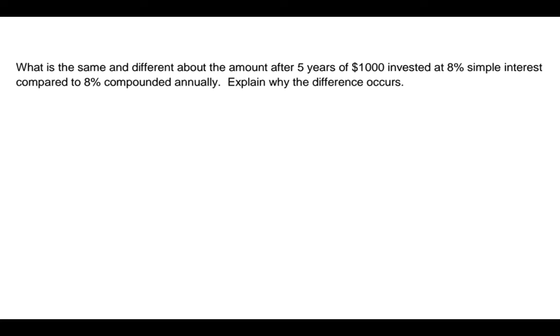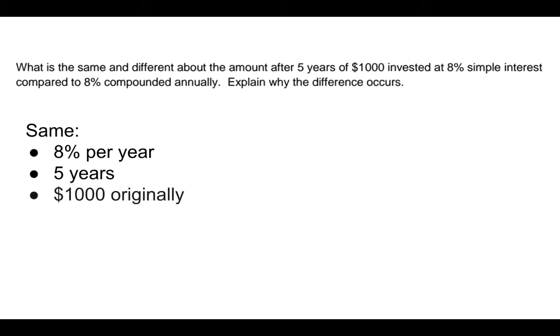So what is the difference about 5 years of $1,000 at 8% simple interest versus 8% compounded annually? This wording, compounded annually, we'll look at more in the next lesson, but it's just saying 8% per year, and it's compounded every year. So the money grows and it stays in the account. Some things are the same: it's 8%, 5 years is the same, $1,000 originally. Same at the end of the first year, it's going to be $1,080.